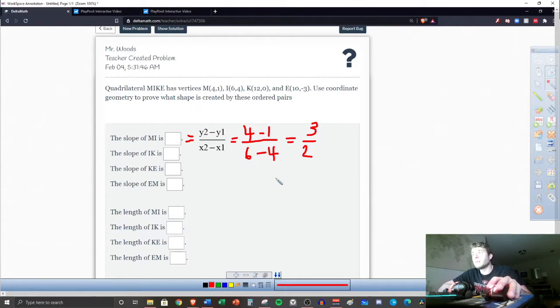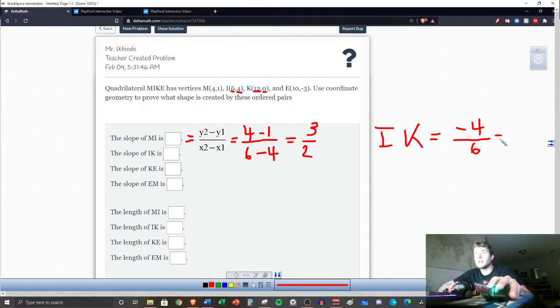Now we're going to repeat this process for the rest of them, but for IK, I'm going to do it a little bit differently. I'm just going to look at the actual points. How do I go from 4 to 0? Well, that's a -4 change. And then how do I go from 6 to 12? Well, that is a +6. So the actual slope for this is -2/3.